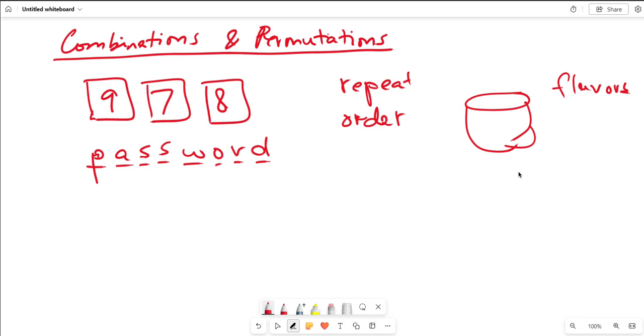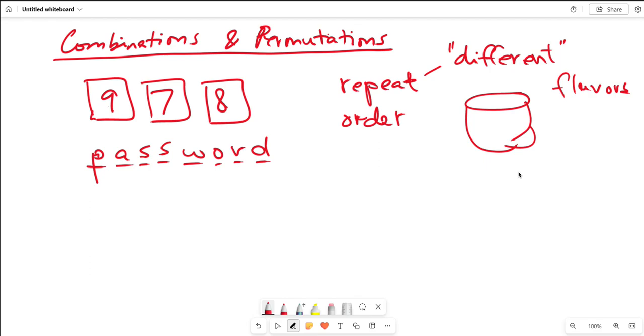Now, if I told you that they all have to be different flavors, that would mean that they cannot repeat. And if I told you that they can be the same flavor, like you might say 2 scoops of chocolate and 1 scoop of vanilla, then you would say they can repeat. So when we speak about repetition, if you see word problems to do with combinations and permutations, the key word will be different. If you say different, things don't repeat. And if you don't say different, things can repeat.